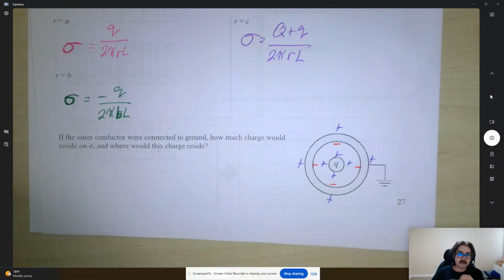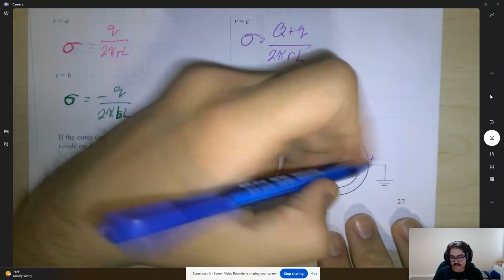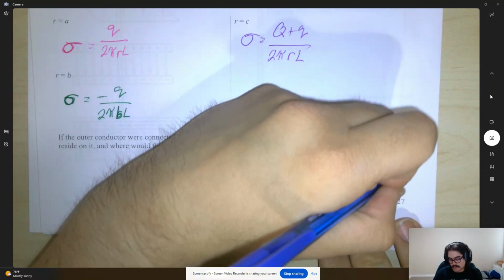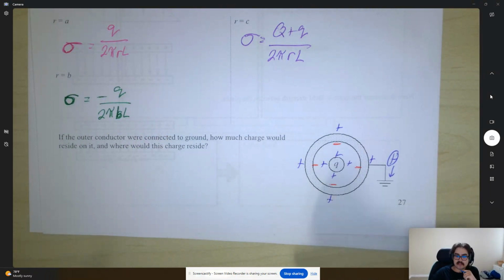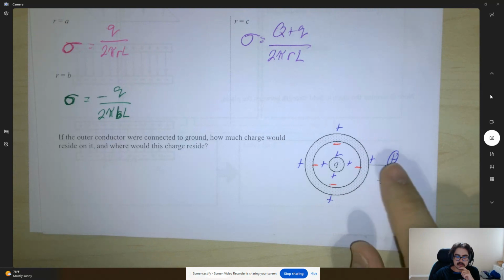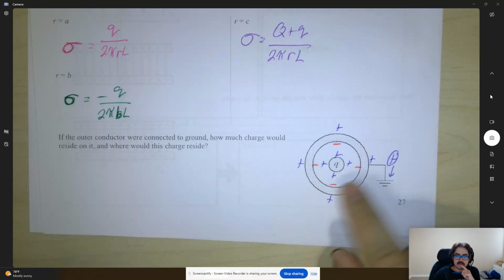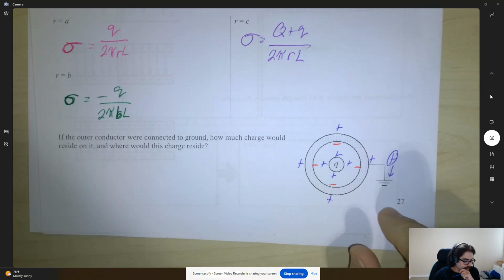When you connect the outer conductor to ground, these positive charges want to leave through ground, because they do not like the positive charges being in the center. So they leave. If you connect the ground to the outer conductor, you would move all the positive charges away.